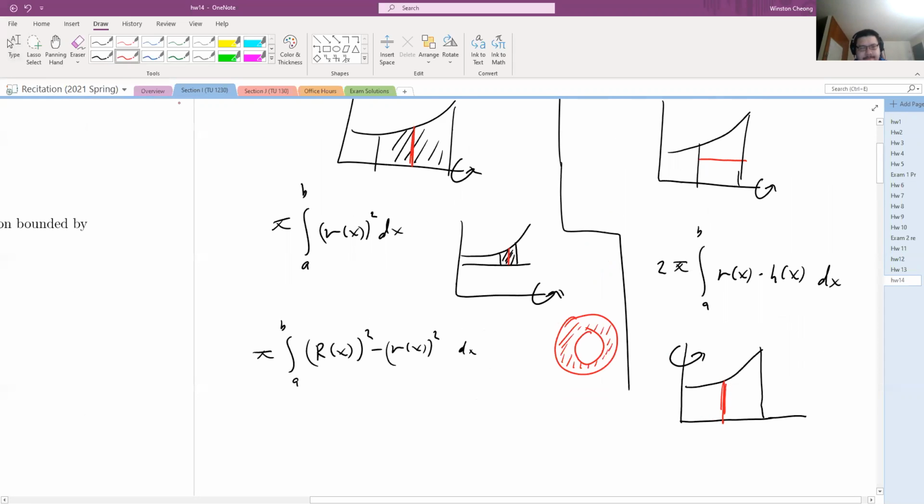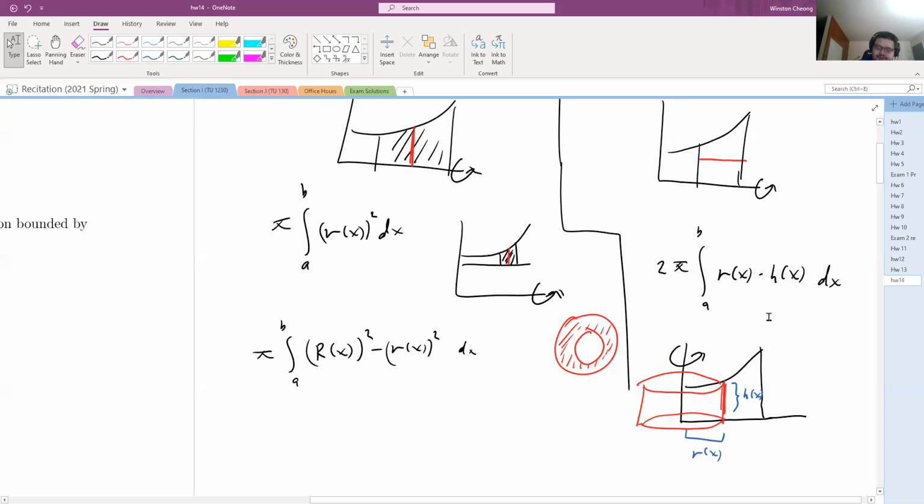So, okay, now let me label things. r of x is the radius of a cylindrical shell, and h of x is the height of the cylindrical shell. Those are the two things that you need to pick apart in your cylinder. Maybe I'll draw the cylinder here just because it looks a little bit better. It would go like this. Okay. And so, yeah, you need both of these components.